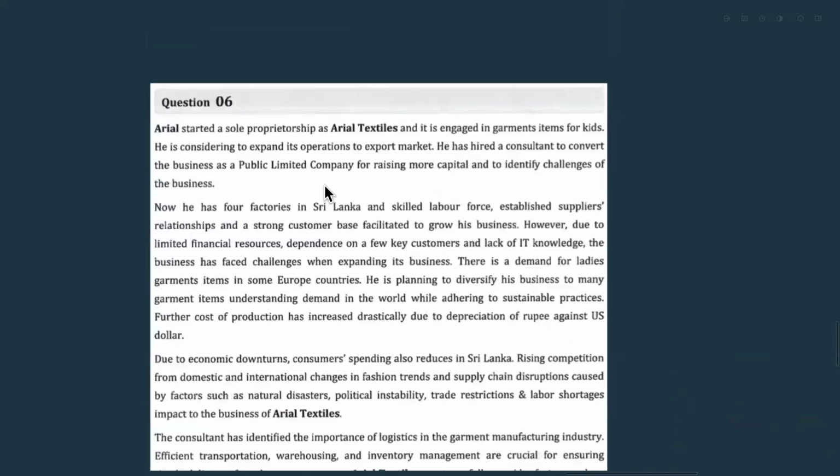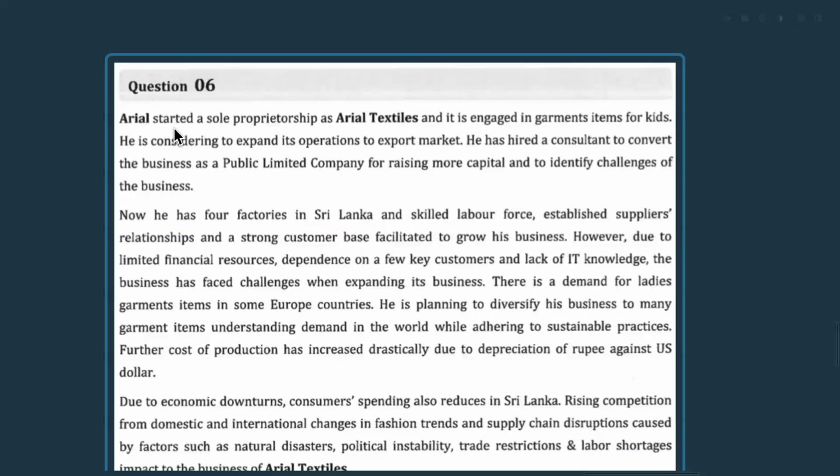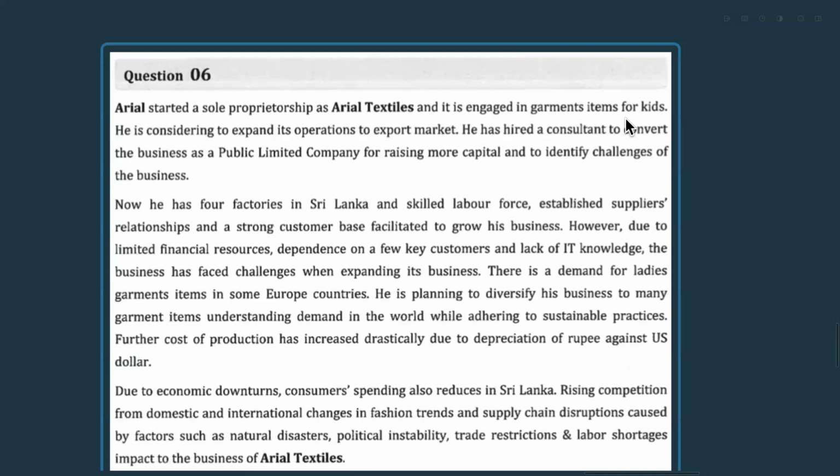So simply you can read and understand. Let's see what's happening here. Ariel started a sole proprietorship as Ariel Textiles, and it is engaged in garment items for kids, right? So they have started as a sole proprietorship, single person control and owner, as Ariel Textiles. So this is actually in the brand name, not the owner's name. No, Ariel is the owner's name, right? So Ariel Textiles is actually in the owner's name. And it is engaged in garment items for kids, small people.